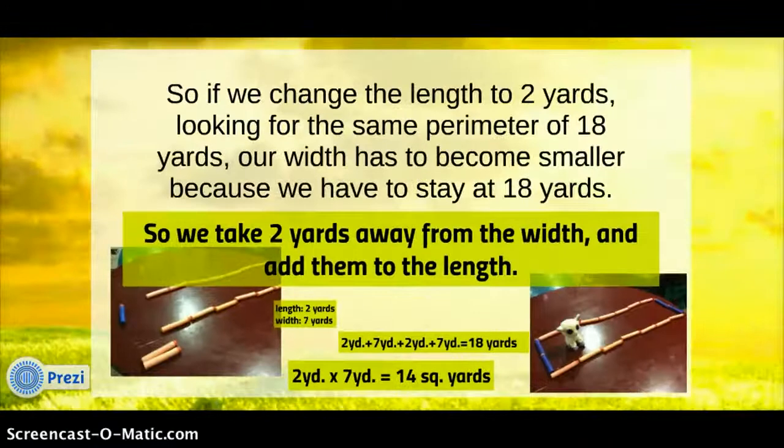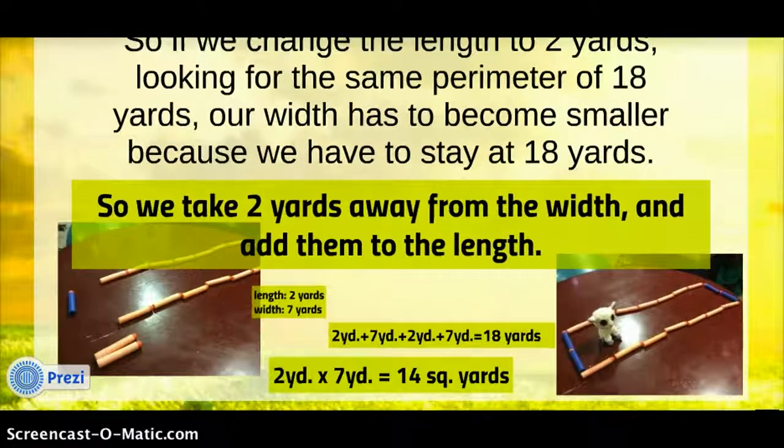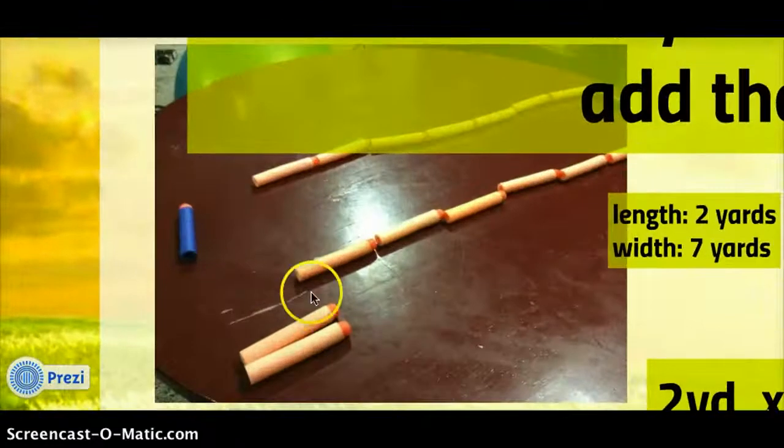Doesn't look very comfortable in that fence. So if we change the length to 2 yards, we're looking for the same perimeter of the 18 yards. So our width has to become smaller, but we stay with 18 yards. So we have to take away 2 from the width, 1 from each side, and add those to the length.